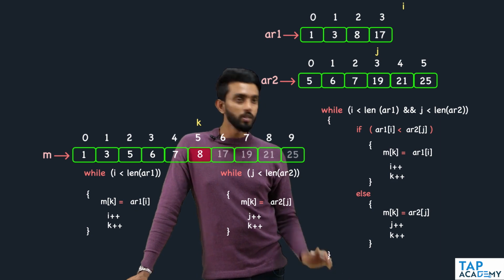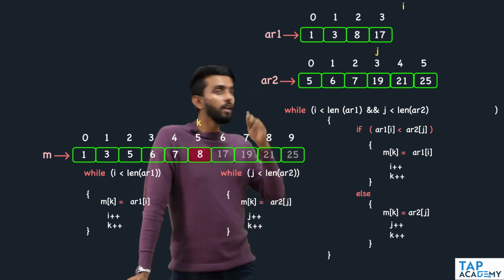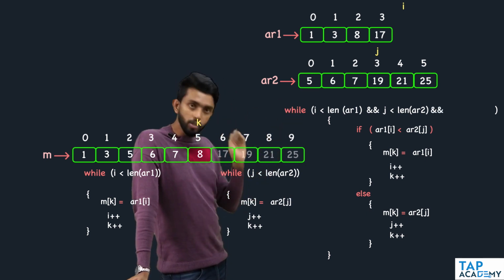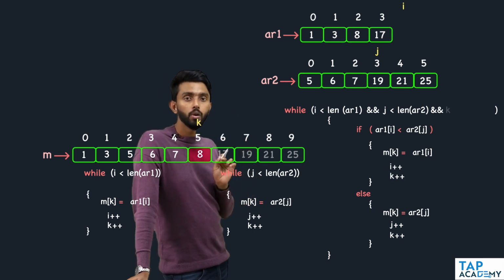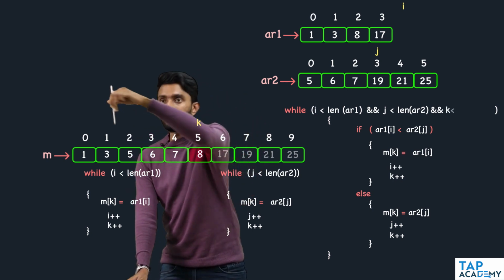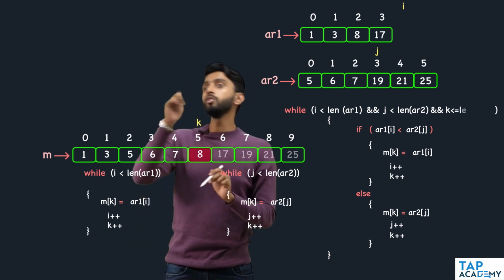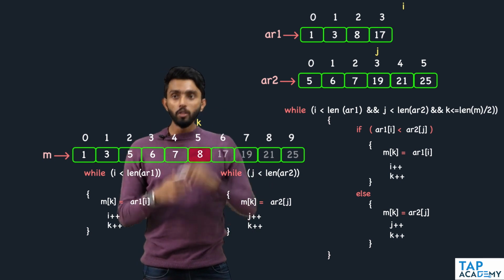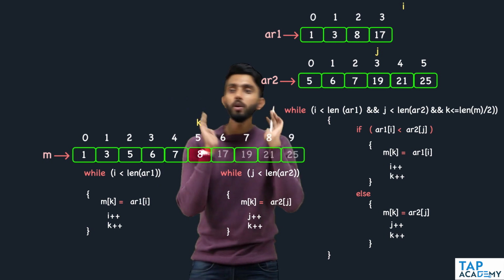So see, what I will do is, here I will write a condition. I will add one more condition. I will tell, please do this only as long as k value is less than or equal to the length of m divided by 2. The moment k value becomes greater, I don't want to do any merging because it is pointless.